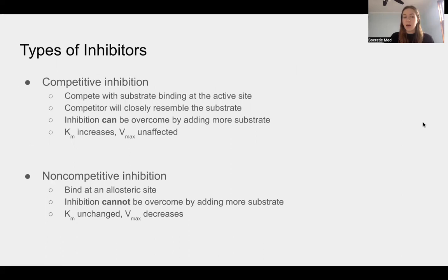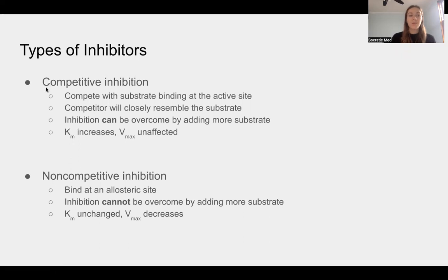Just briefly now, before I go over how these reactions are graphed: Km is the concentration of your substrate at half of your Vmax. Vmax is basically the maximum velocity of the reaction, so it plateaus. And Km is the concentration at half of Vmax. So the lower your Km, the higher the affinity your enzyme has for that substrate.